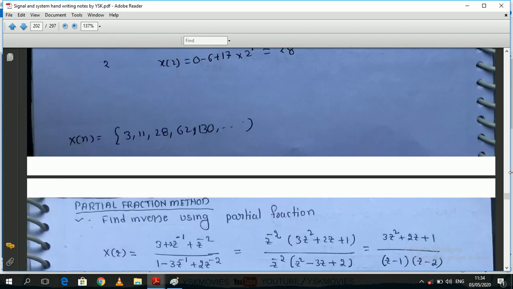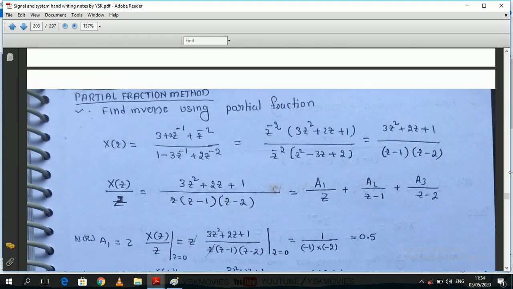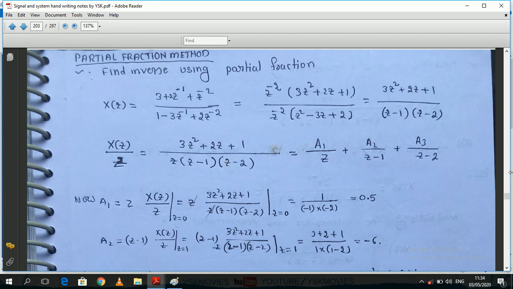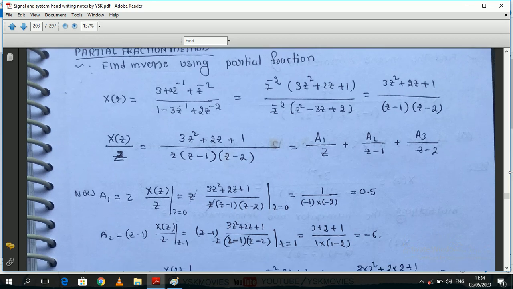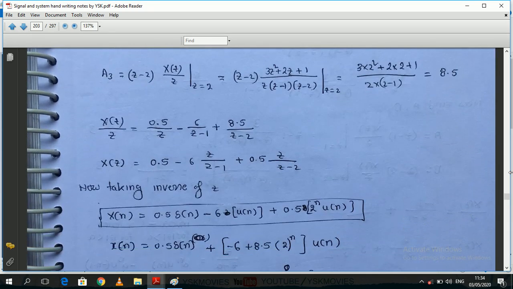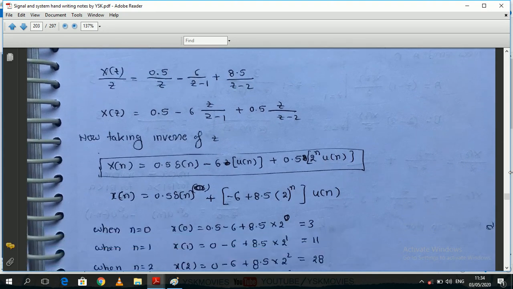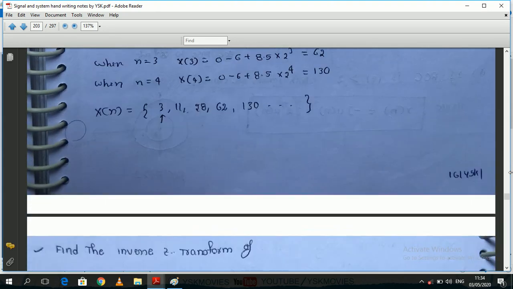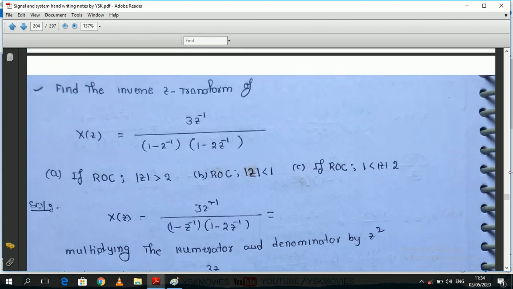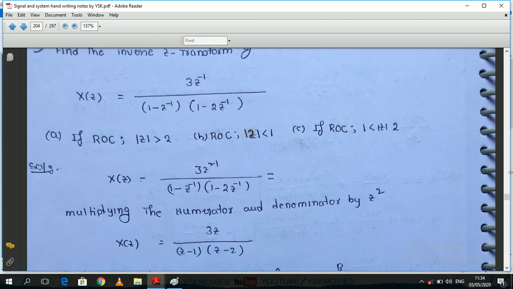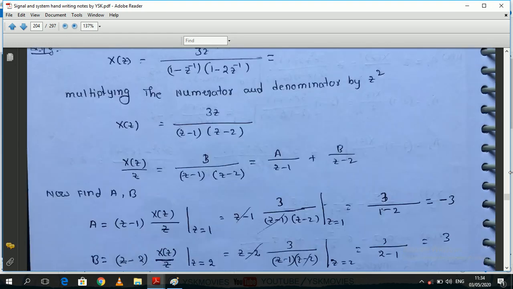So this is the residue method, and this is an example for the partial fraction method. Pause it and solve it. See this, it's very simple. Inverse method, okay.